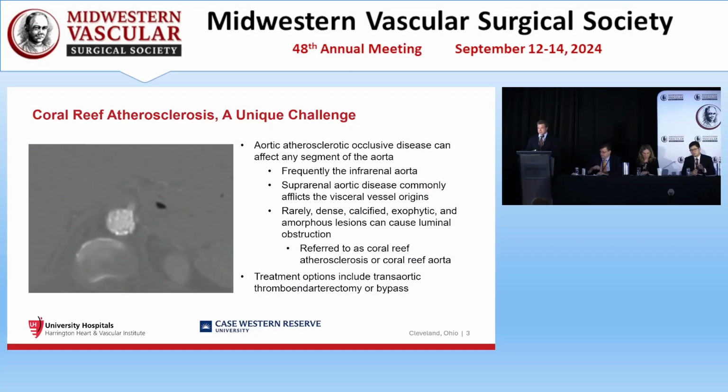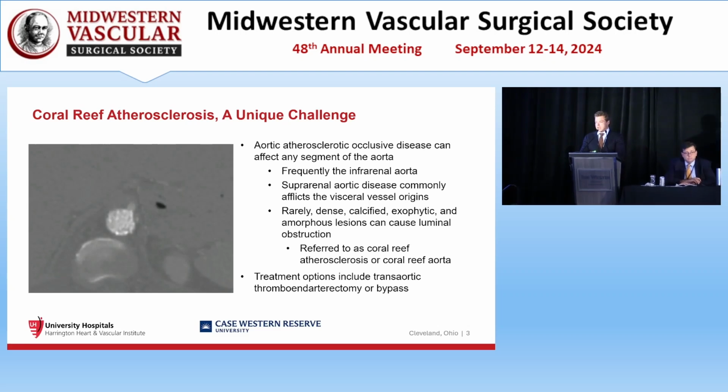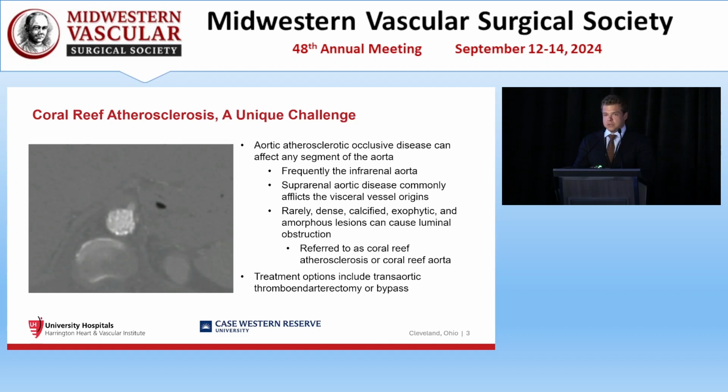Aortic atherosclerotic disease most commonly affects the infrarenal aorta. In rare cases, the suprarenal aorta can be affected with extensive, dense, exophytic, and calcified disease that leads to aortic occlusion. This is colloquially referred to as coral reef atherosclerosis. If untreated, this can result in renal hypertension or insufficiency, mesenteric ischemia, lower extremity ischemia, and congestive heart failure.